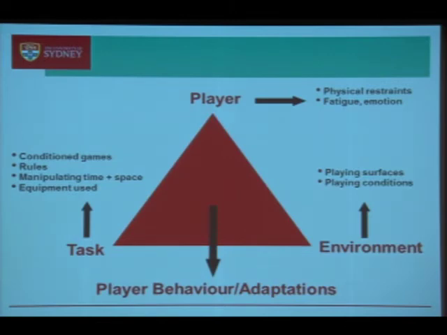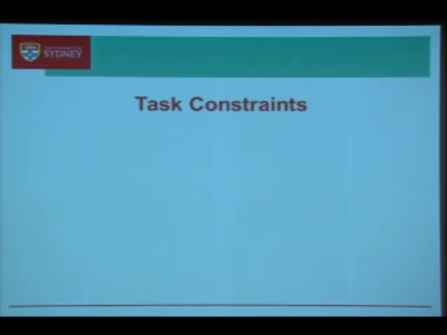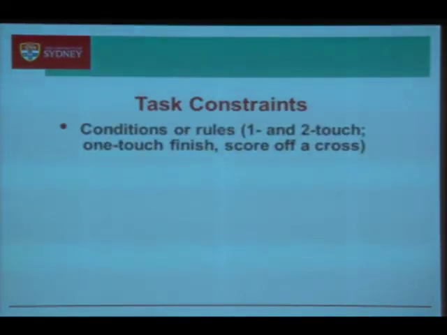I'll briefly illustrate some examples here in relation to the task constraints. These are just some of the things that coaches can do. Coaches can manipulate conditions or rules, such as one touch and two touch. You must score off a cross. You must score from a shot from the outside of the box.